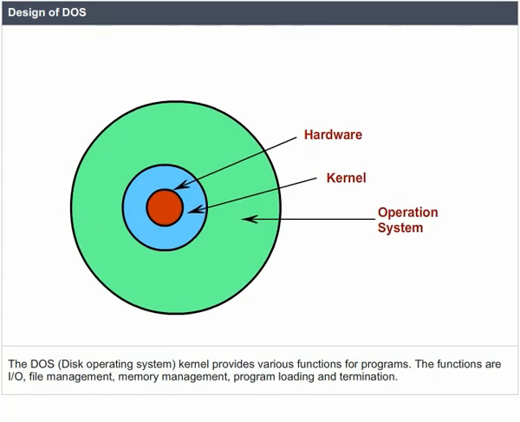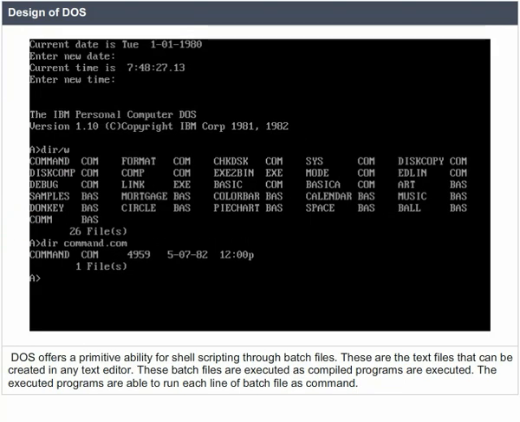The DOS kernel provides various functions for programs. The functions are I/O, file management, memory management, program loading, and termination. DOS offers a primitive ability for shell scripting through batch files. These are text files that can be created in any text editor. These batch files are executed as compiled programs are executed. The executed programs are able to run each line of the batch files as a command.